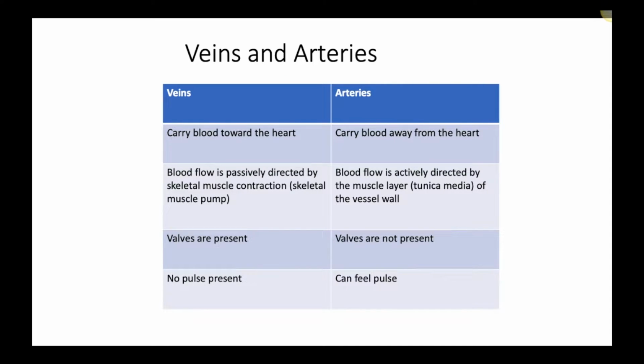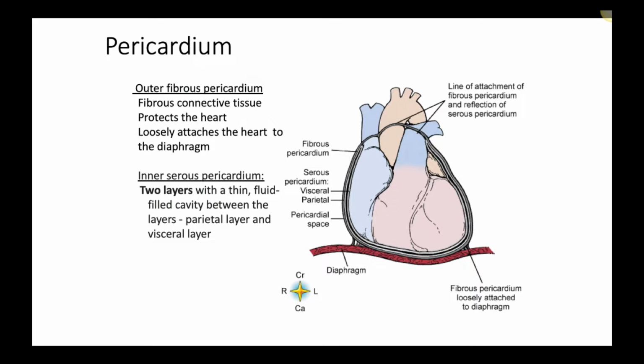A little bit of reminder, veins and arteries, the differences: veins carry blood toward the heart. Blood flow is passively directed by skeletal muscle contractions, also known as the skeletal muscle pump. There are valves present to prevent backflow, and there's no pulse present. Arteries carry blood away from the heart. Blood flow is actively directed by the muscle layer of the vessel wall. Valves are not present, and we can feel a pulse with arteries.